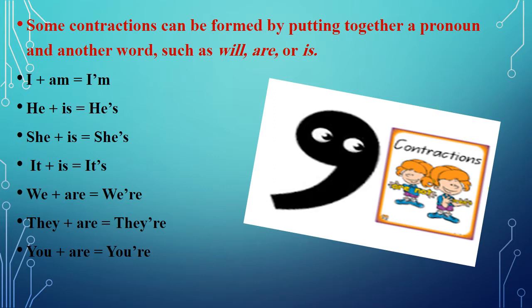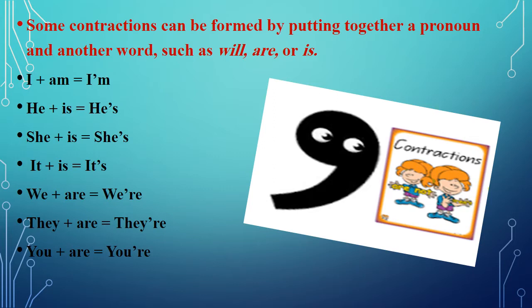She is. Cross the I, replace it by the apostrophe, put them together, we'll have she's. It is. Cross the I, replace it by the apostrophe, put them together, we'll have it's.